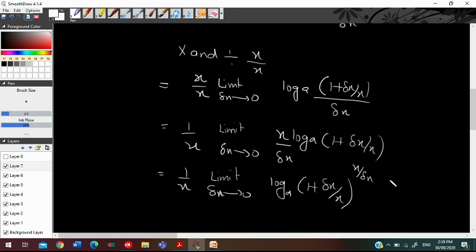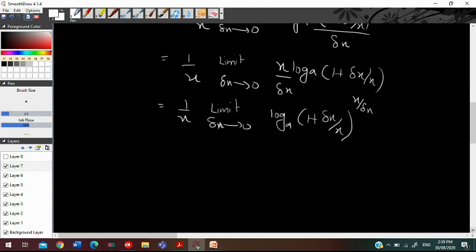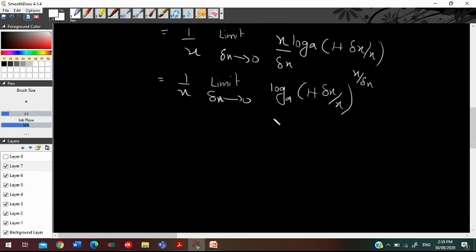This is also a property of log, that if we have m log of x, then we can write it as log of x power m. The same thing I have done over here. Now I can apply the theorem.